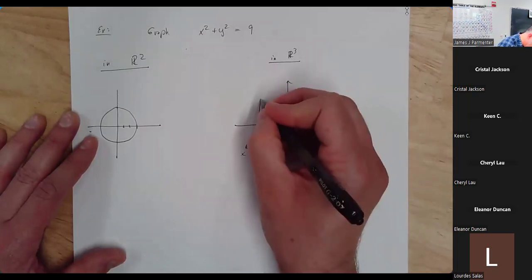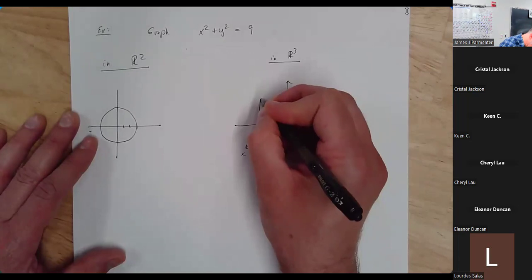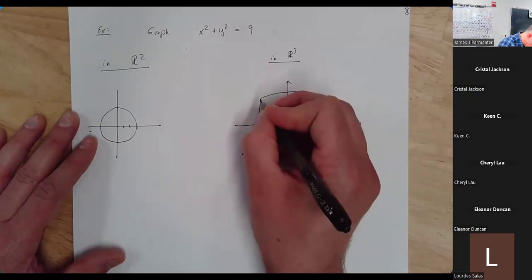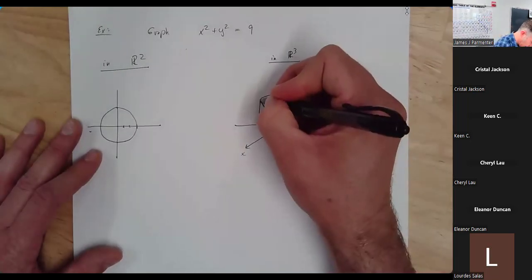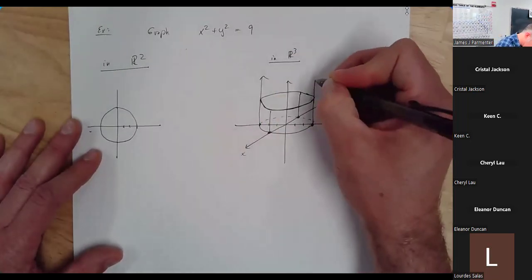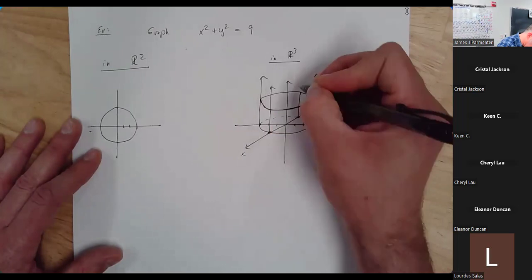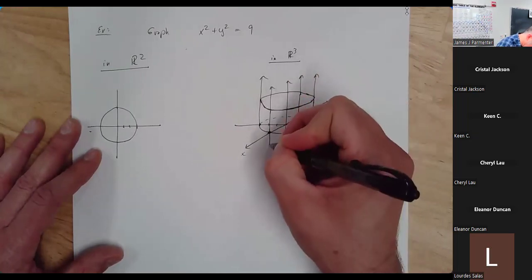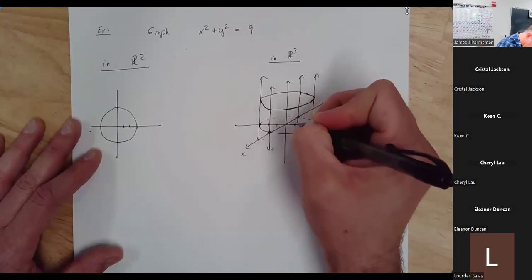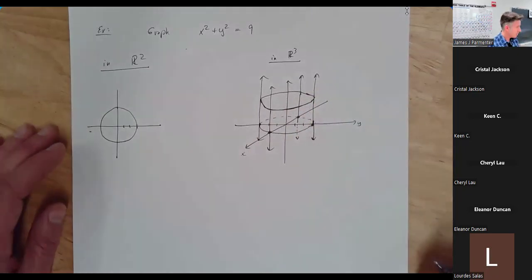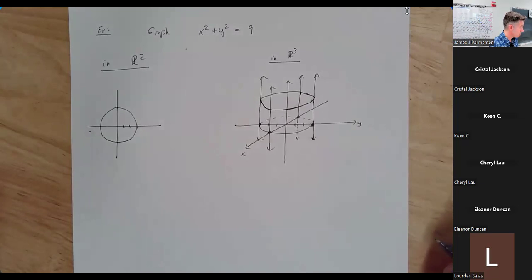I get this circle as well. Wow, okay, James. Not my best circle, sorry about that. But the idea is that we can keep going, right? This circle gets extended up and down forever and ever and ever. So we have a cylinder.